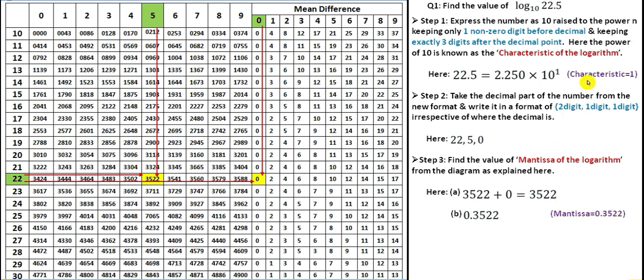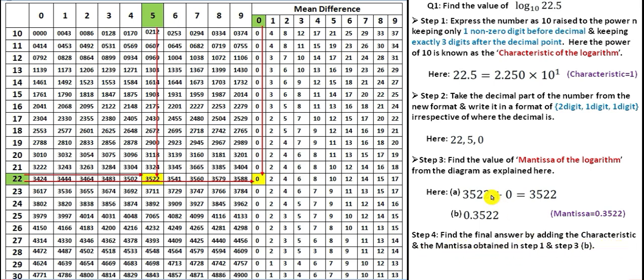Is it clear? So we have found the characteristic as this 10 power, and we found the mantissa from the table. Now the last step: you just add the characteristic you got in the first step and the mantissa you got in the third step. Means this mantissa and this characteristic, you just add them to find the final answer. So here the characteristic was 1, and this was the mantissa 0.3522, so add them, you will get this number 1.3522, and this is your answer. Means log base 10 of 22.5 is going to be 1.3522.